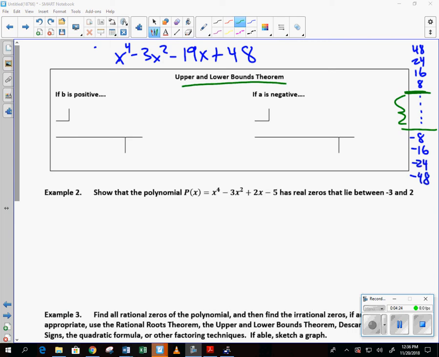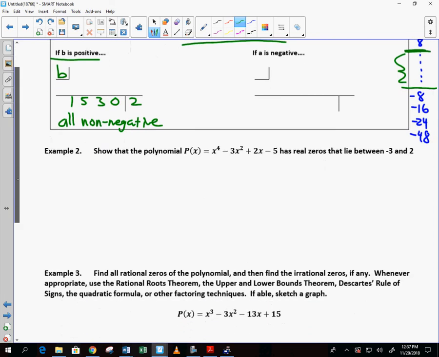There you go. The upper lower bound theorem says this. Suppose B is positive and B is one of the numbers that you're choosing from, okay? If you plug it in to the synthetic division and it produces these results, suppose it produces 1, 5, 3, 0, 2. If it produces results that are all non-negative, the word non-negative means positive and zero, okay? So if it produces all results that are non-negative, then we know that B is an upper bound. B is an upper bound. And what that means is there's no solutions that will work that are bigger than B. It helps you rule out some of the choices that might not work.